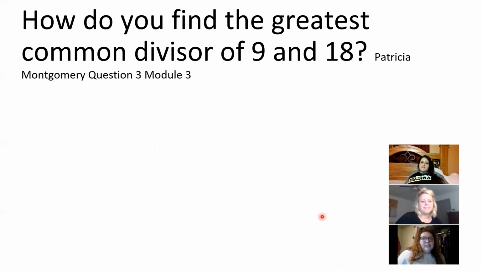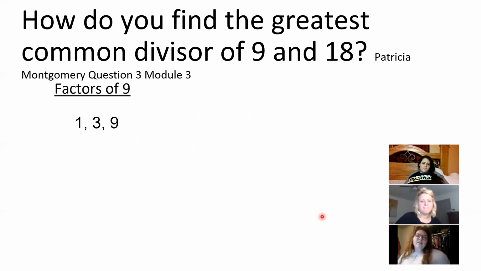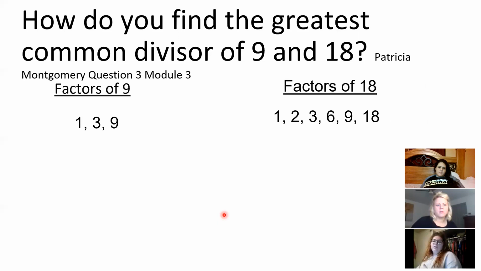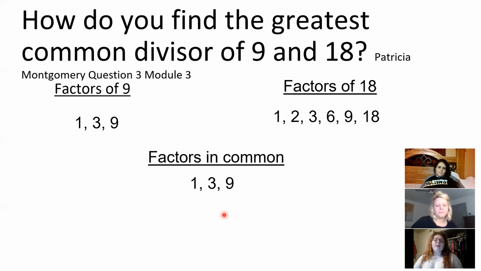Patricia, how do you find the greatest common divisor of 9 and 18? So in order to divide stuff, you're going to want to use factors. The factors of 9 are 1, 3, and 9. And for 18, they're going to be 1, 2, 3, 6, 9, and 18. Since we're looking for what they have in common, we know that they have 1, 3, and 9 in common. And when you want the greatest of something, you want the biggest or the largest. So 9 would be their greatest common divisor. Okay, that's an easy way to do it. Yeah. Awesome.